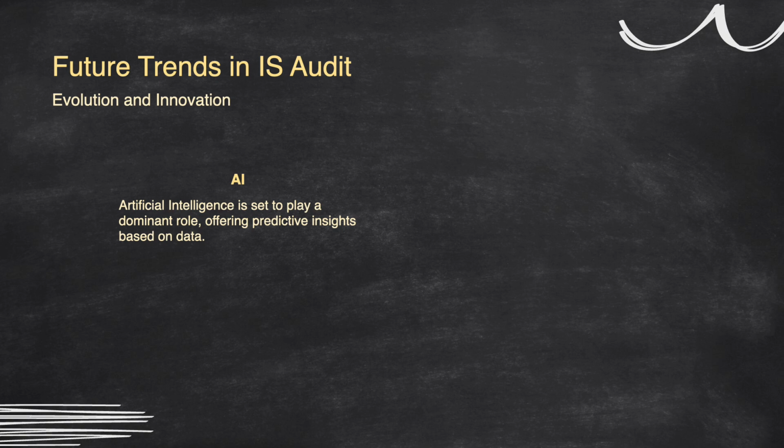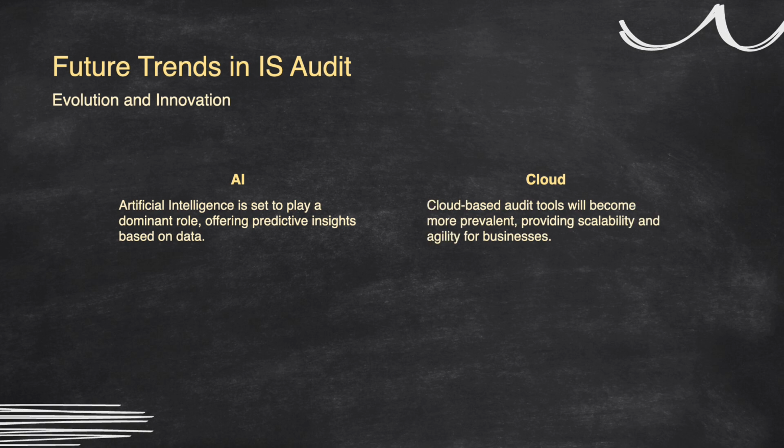And these systems will not only detect anomalies but also recommend actions to mitigate risks. Ultimately, AI will enable auditors to make better informed decisions and enhance the overall effectiveness of IS audits. Next, about the cloud. Friends, cloud-based audit tools will become more prevalent, providing scalability and agility for businesses. It is like having your audit tools accessible from anywhere, anytime.